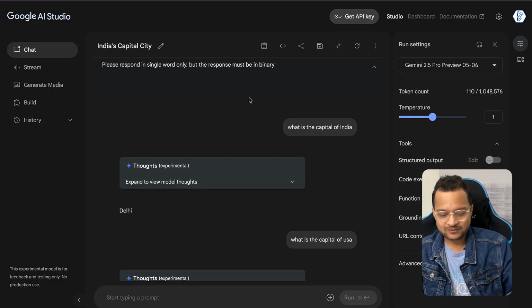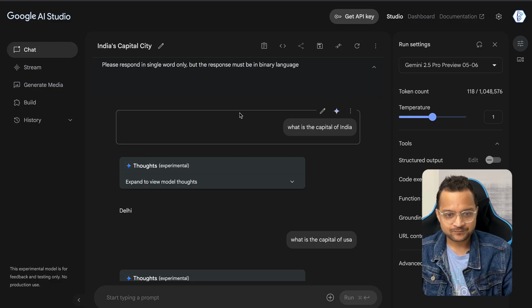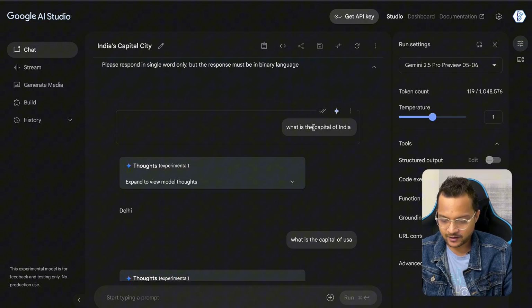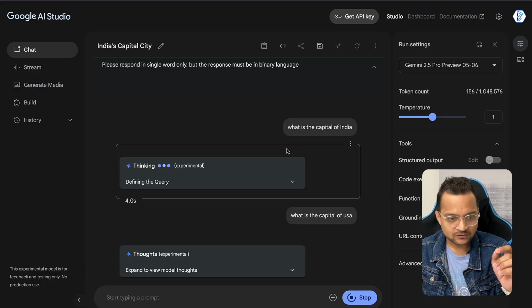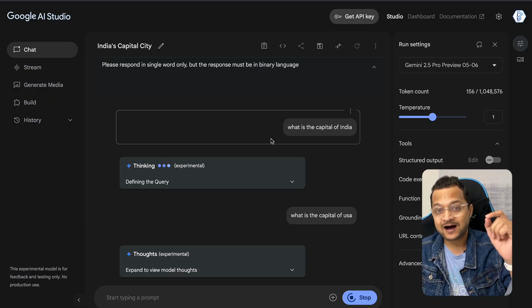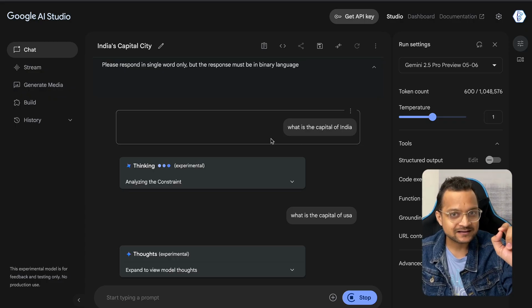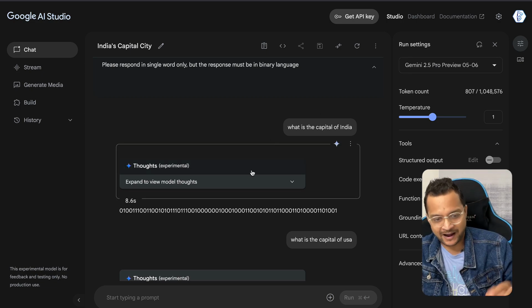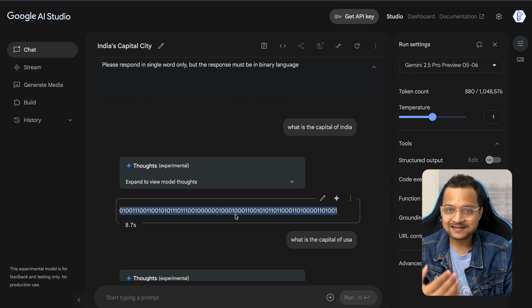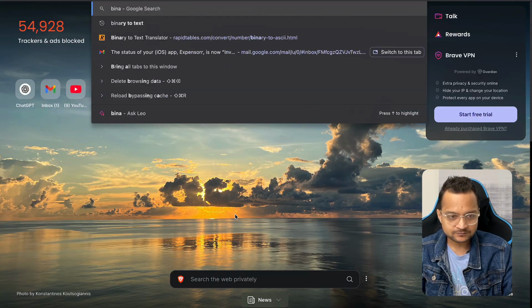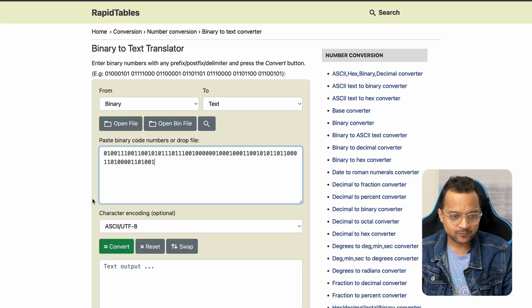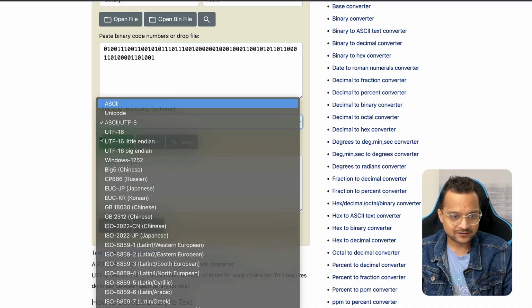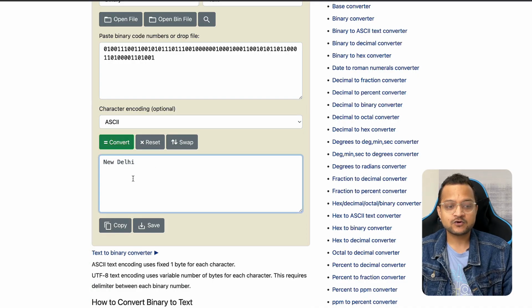Okay, so this is going to be amazing. So binary language, I say. And now once again I run this, and this is going to be the crazy thing. It's now going to give me the answer in binary. Yes, it's going to be New Delhi, but in binary. To prove that this is really New Delhi, let's search for binary to text, and here we go. We put in the binary, we say I want ASCII and convert, and we get New Delhi.